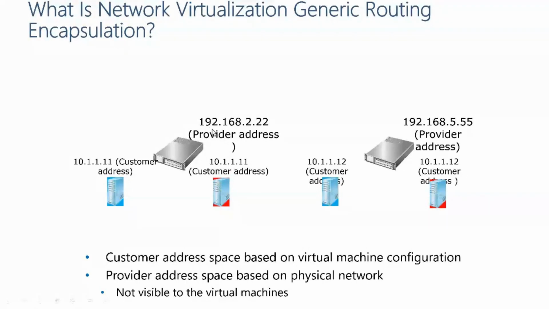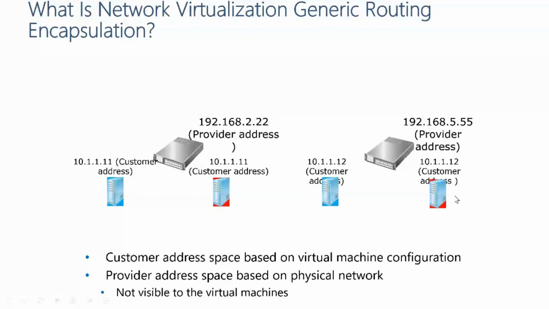So our physical infrastructure is 192.168.2.22, our physical server. This one's 5.55, so they're on different subnets. Okay, the blue customer has a virtual machine which is 10.1.1.11. The red customer has a virtual machine which is 10.1.1.11. So it's the same IP address. And this is another server from red and blue. And they're on a different physical network and they've got this IP address. Same again.